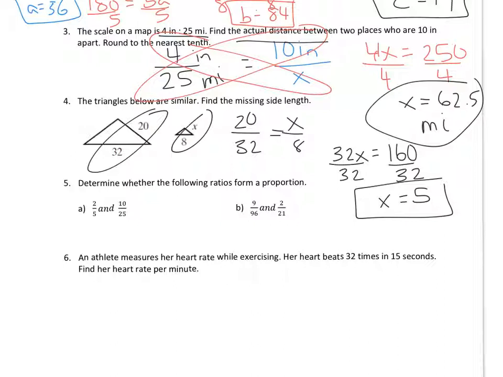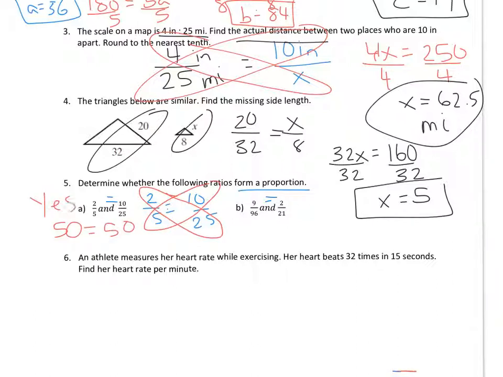Now determine whether the following ratios form a proportion. Proportions are when these two fractions are equal. So is 2/5 equal to 10/25? If they are equal, it means that when you circle the diagonals and multiply them, those two numbers are equal. So 2 times 25 is 50. 5 times 10 is 50. Those two are equal, so yes, they form a proportion.